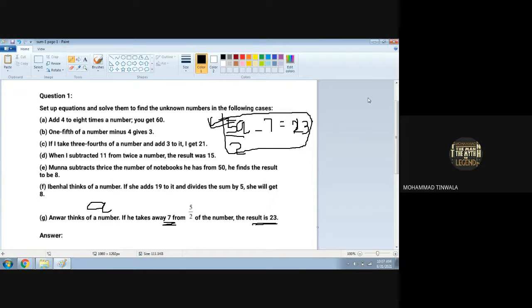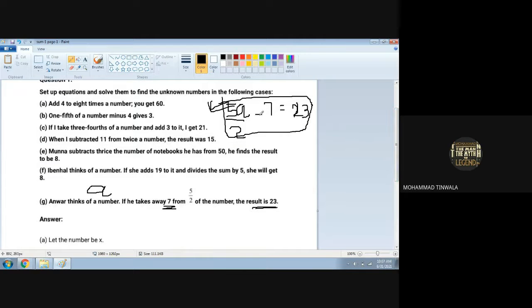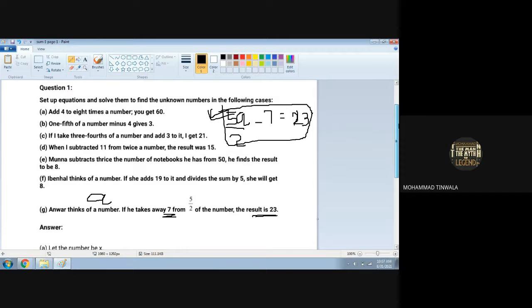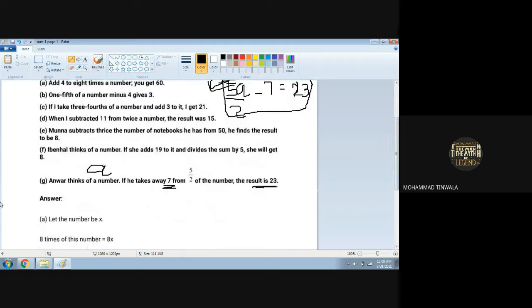You have already learned how to solve. For example, if we take the same 5A upon 2 minus 7 is equal to 23, we have to solve that sum. Is that clear? Yes, sir. Let us solve this last sum. 5A upon 2 minus 7 is equal to 23.